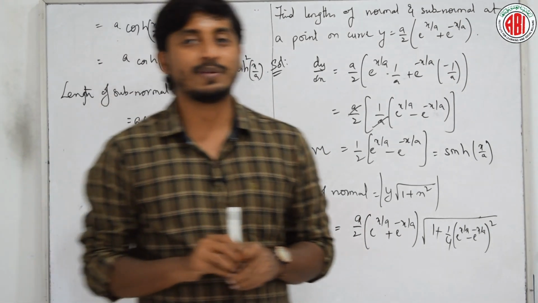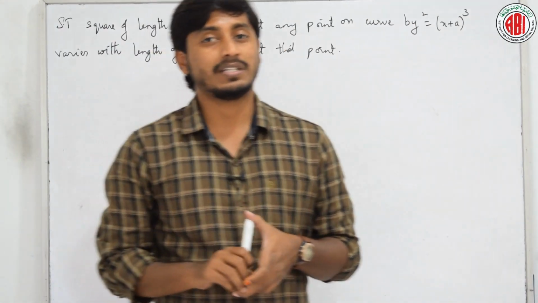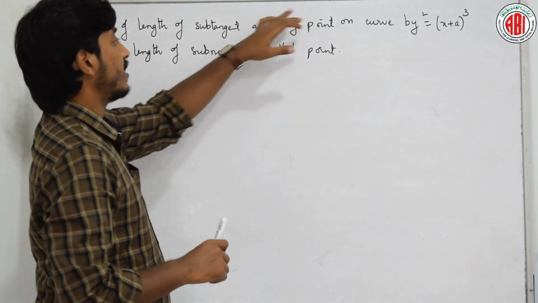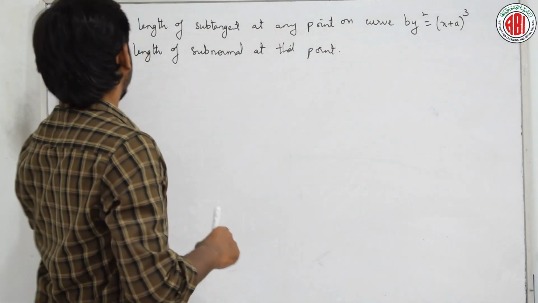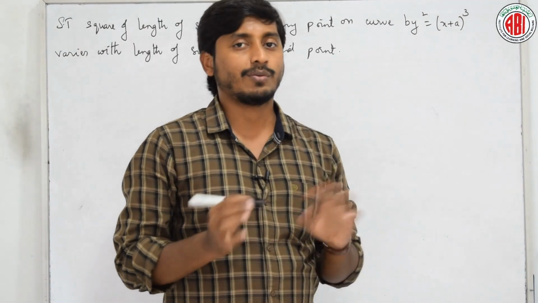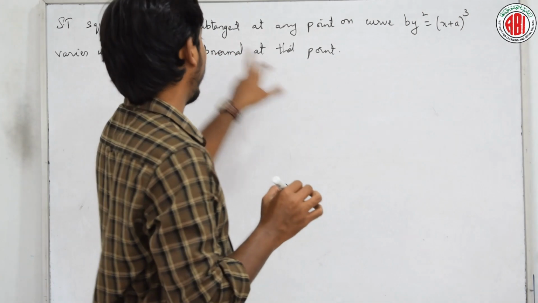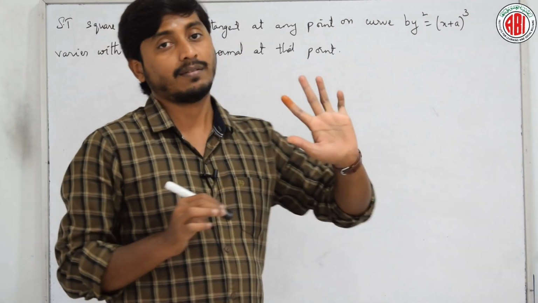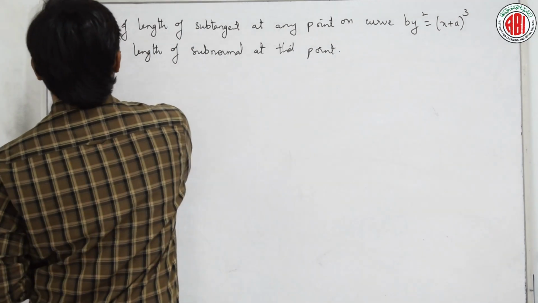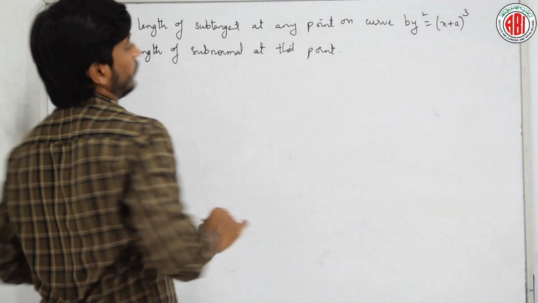Okay, shall we go to the next problem? Let's do. Look at this question. This is kind of interesting. Show that the square of length of subtangent at any point of that curve varies with the length of subnormal to the point. Whether you understand the question or not, you should understand that we have to find the subtangent and subnormal lengths first. So let us find it. After that we will discuss what is that variation and everything.